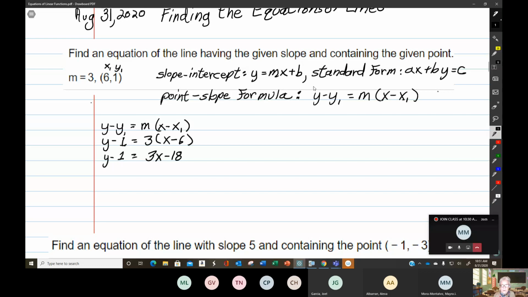Then since it does say somewhere farther on here, in fact, for all of them, to give the answer in slope-intercept form, you know we have to solve for y. So I will add 1. And what that's going to give me, negative 1 plus 1 is 0. So y equals 3x. Now, negative 18 plus 1 is negative 17. And so the equation of the line that has slope 3 and goes through the point (6, 1) is right here, y equals 3x minus 17. So the point slope formula helps us work that out.